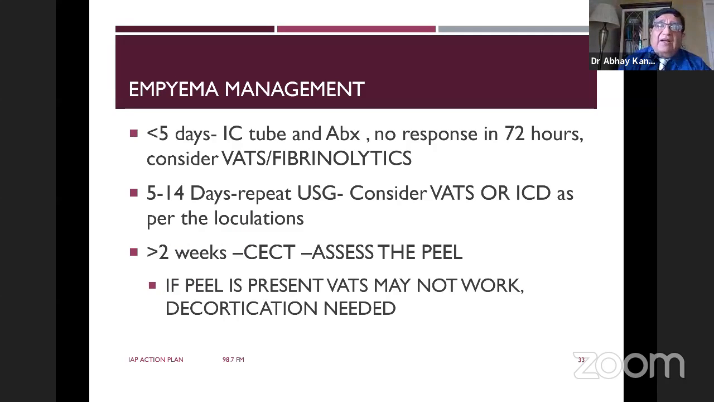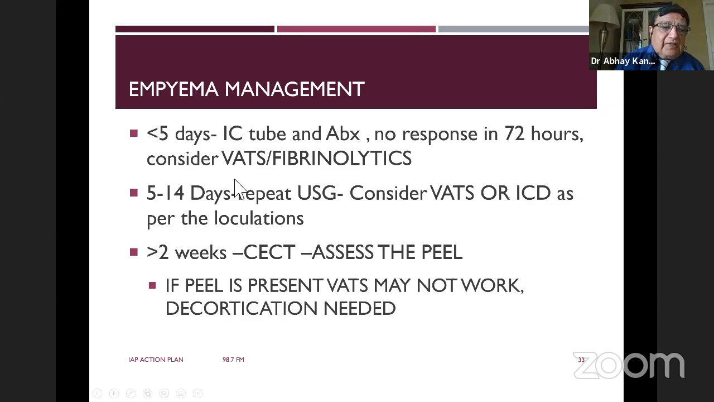So as far as the empyema management is concerned, different modalities are available. Of course, you have to continue the proper antibiotic, but along with antibiotic, what is required will depend upon the age or the stage of the empyema. If the duration of empyema is less than 5 days, you continue with intercostal tube drainage with antibiotic. If there is no response in 72 hours, consider either VATS or fibrinolytics. In our center, we do not use fibrinolytics. We directly go for the VATS.